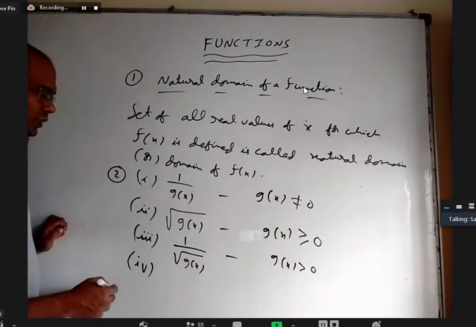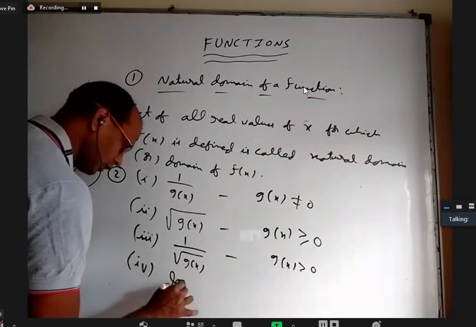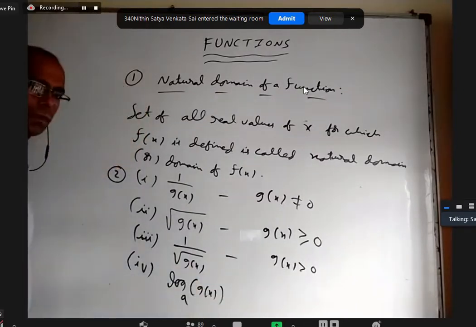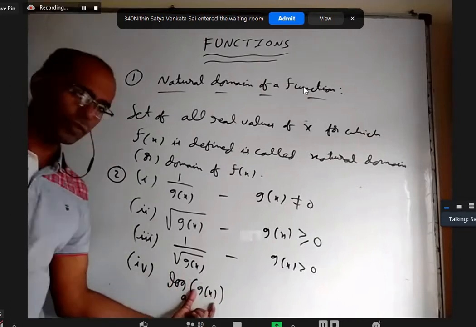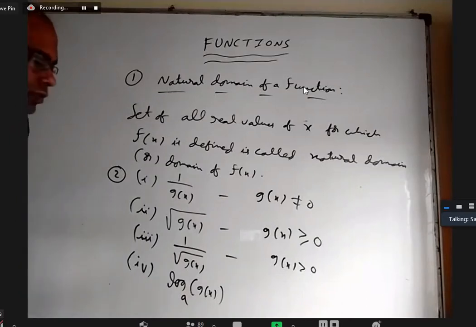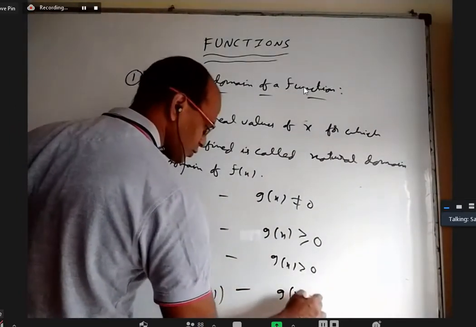Anyway, just recently we studied logarithms. I have to write it. If I have log of g of x with some base a, log of some expression: log 0 is not defined, log of a negative number is also not defined, only defined for positive numbers. So g of x again should be only greater than 0.